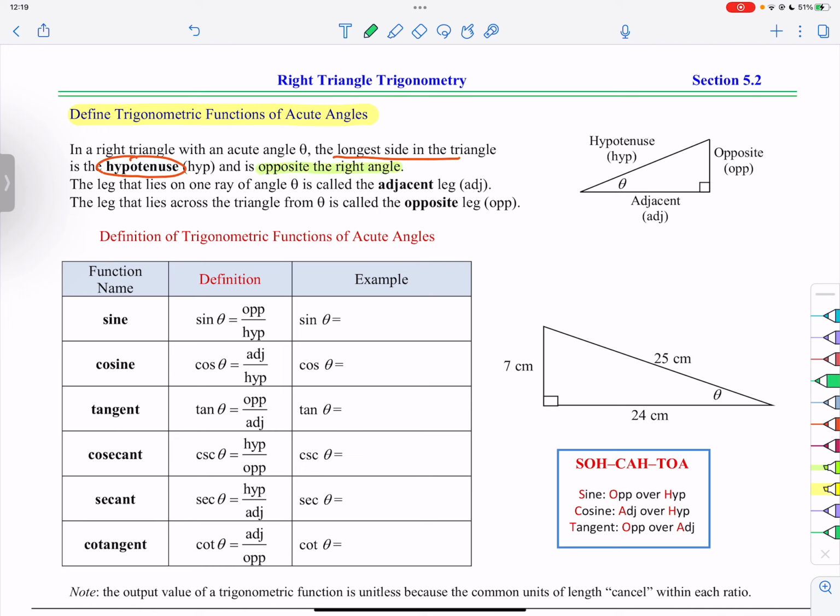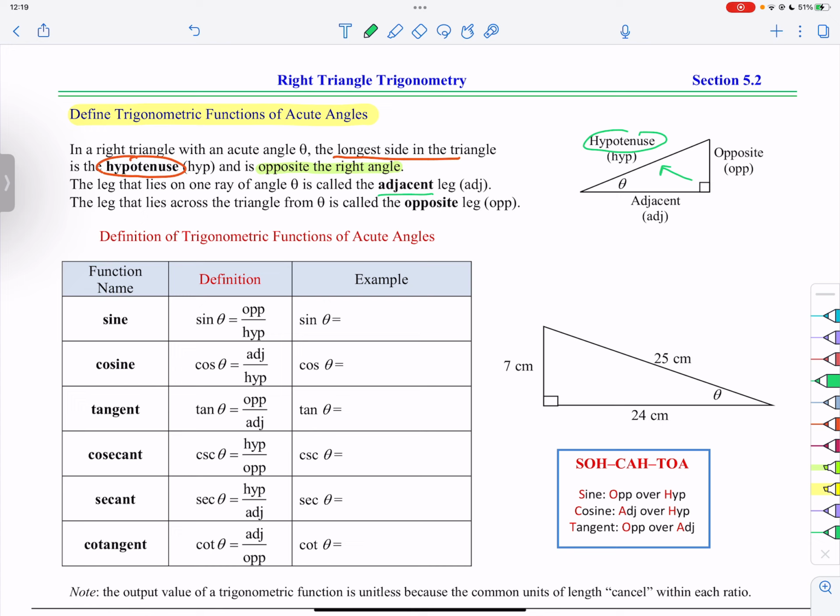So let's take a look at that. Here's our right angle, and that side that's right across from that right angle is our hypotenuse. The leg that lies on one ray of angle theta is called an adjacent leg. And the leg that lies across the triangle from theta is called the opposite.